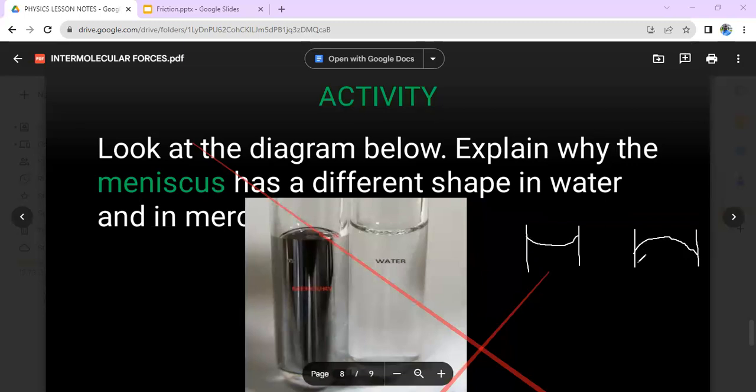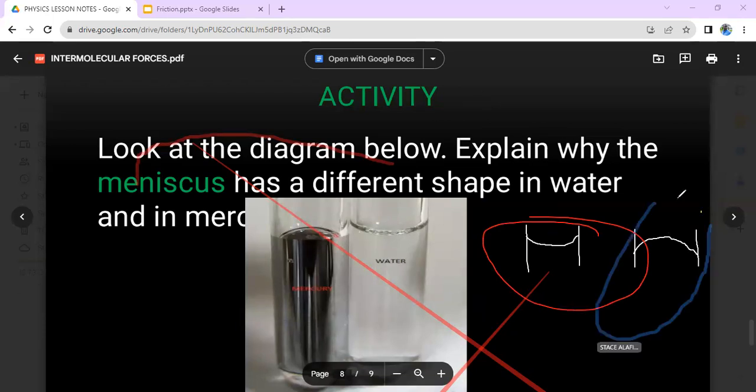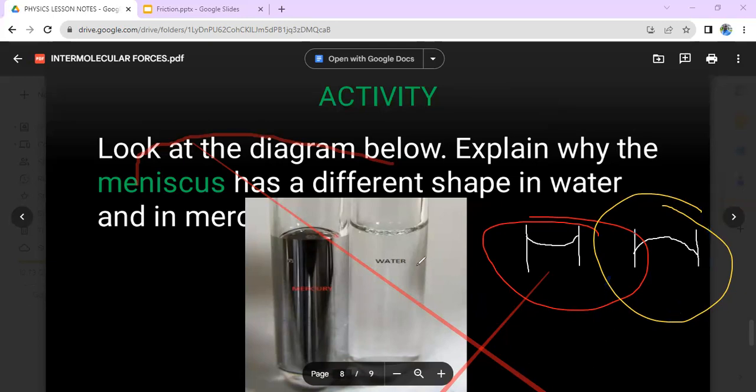So that is what they want us to explain. What is the difference between why the water is like this, whereas mercury is the other way around, whereas mercury is like this. So the water meniscus is in red, the mercury meniscus is in yellow. They are asking us, why do you think it is like that? So we are going to explain our answers also in the chat so that we can keep those answers for us to read.